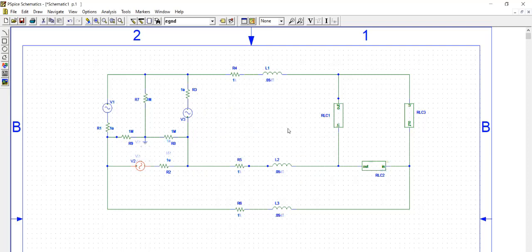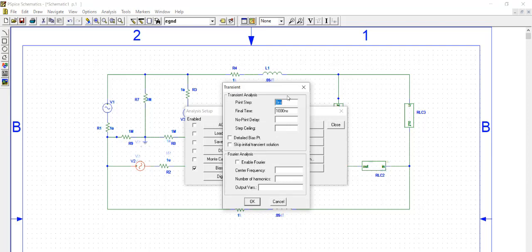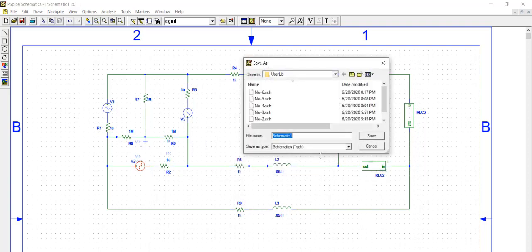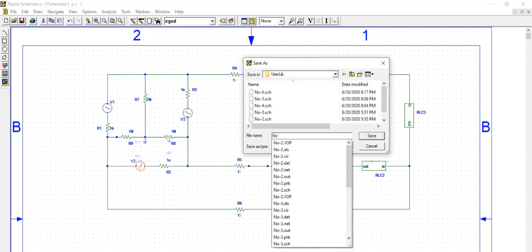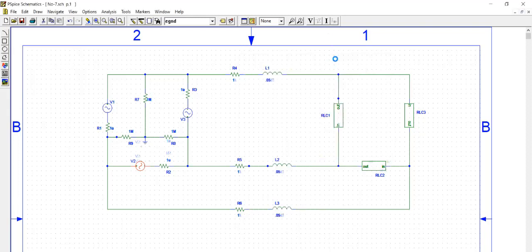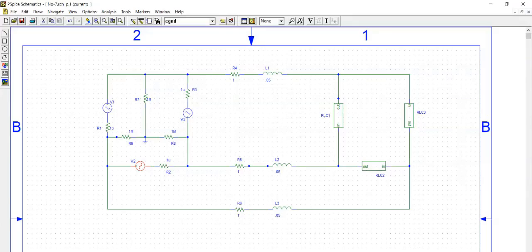Now again go to setup analysis, select transient, and we have discussed about it in the earlier video. So let's take print step at 20 micro, final time 0.3 seconds, no print delay 0, and step ceiling let's say 8 micro. Now simulate this. Our circuit is simulated correctly.